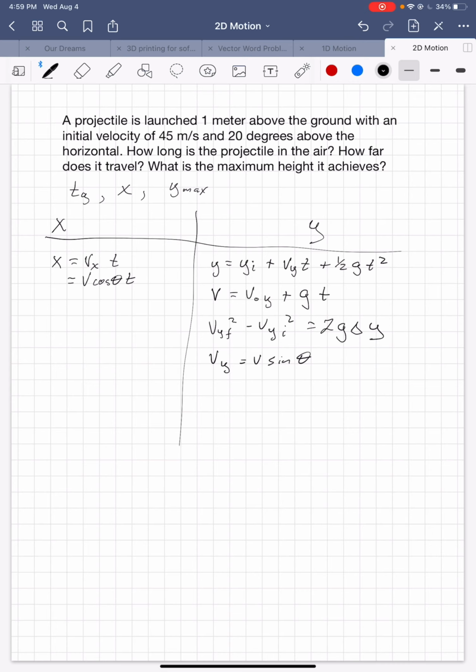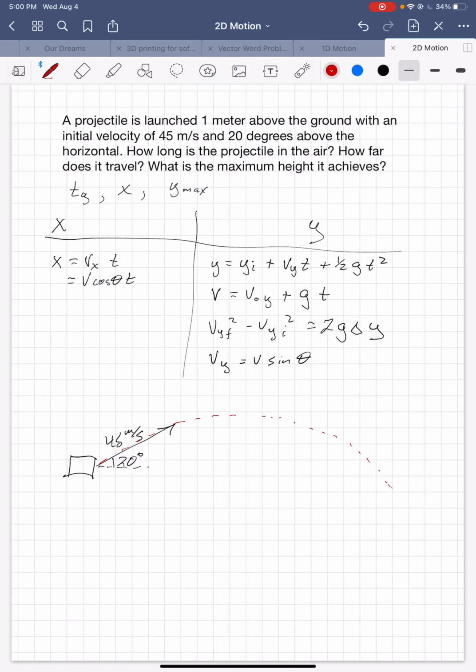So now I can sort of draw a picture and have in my mind what's going on here. It's launching some projectile with a velocity of 45 meters per second at 20 degrees, and it's 1 meter above the ground, so I end up with some path that it travels, which looks like a parabola, and it hits the ground lower than it started. So that's the picture of what's going on.